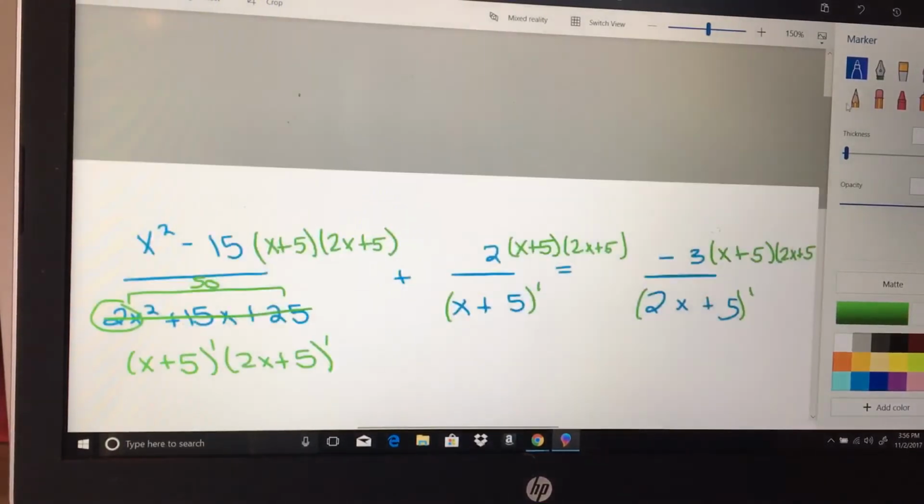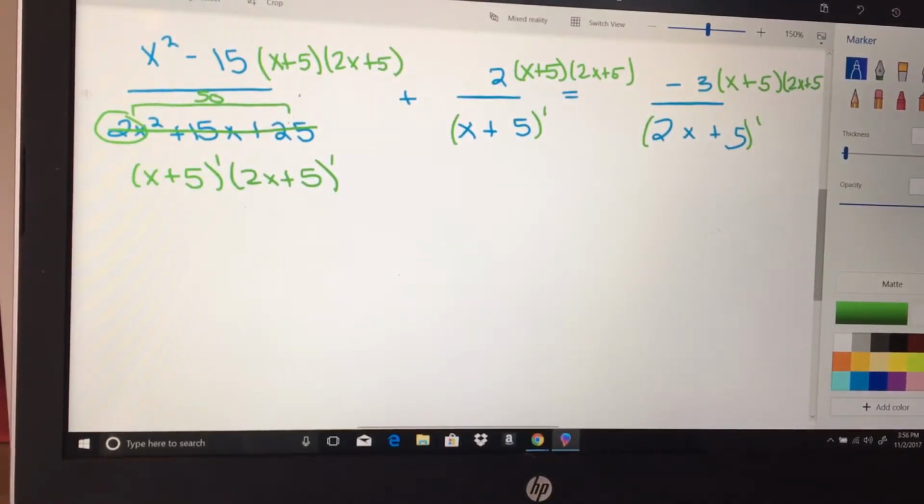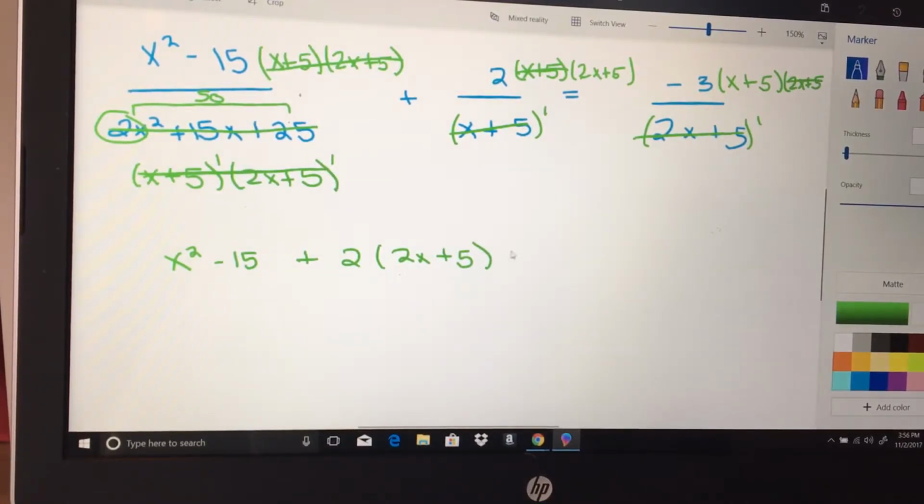And we're going to clear the denominators. So these just completely cancel out, and I bring down an x squared minus 15. Here the x plus 5s cancel out, and I bring down a 2 and a 2x plus 5. And here the 2x plus 5s cancel out, and I bring down an equals -3 and an x plus 5. So my denominators are completely cleared.